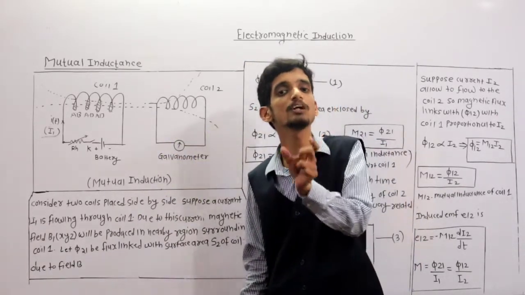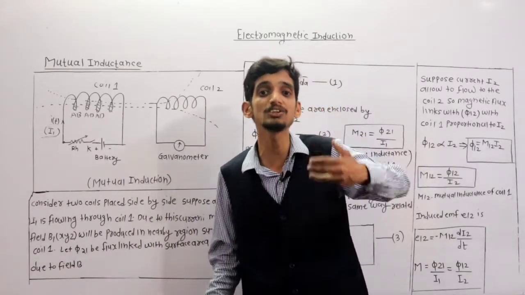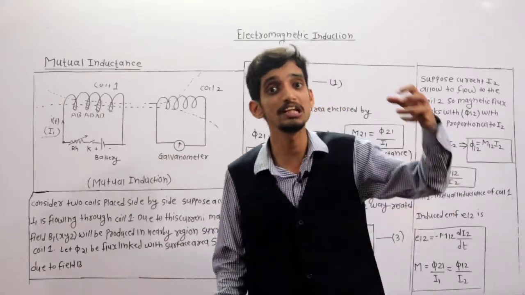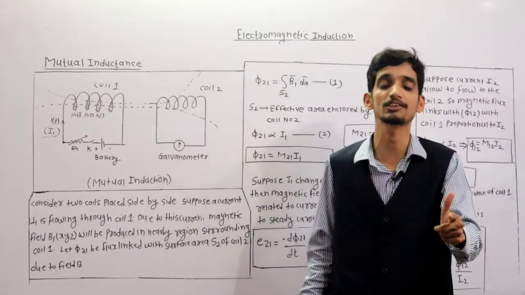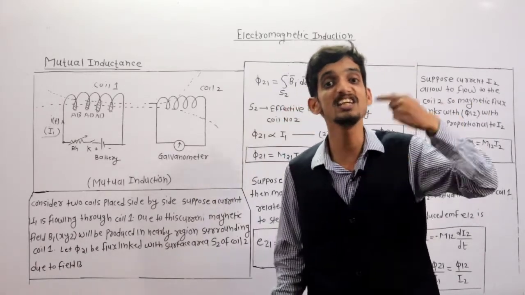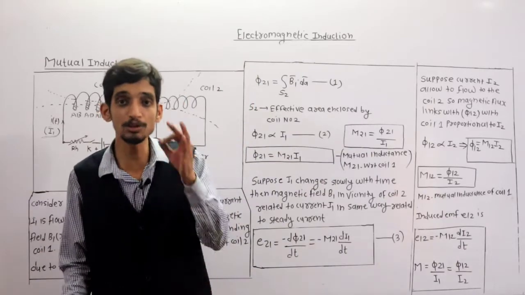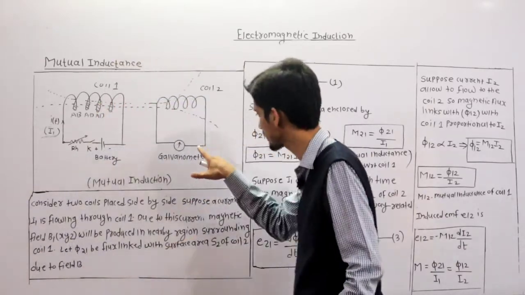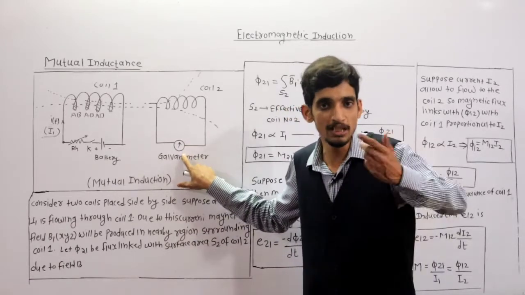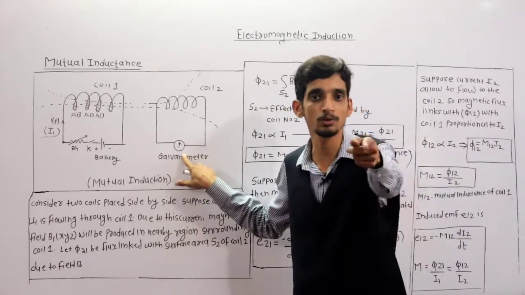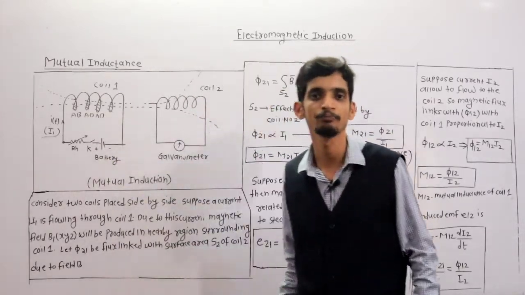As coil number 2 also contains a large number of turns, the magnetic field generated by the first coil links with the second coil, and due to that linkage of flux with the second coil, an EMF is induced in the second coil. Clear? It means EMF is induced in the second coil. It means this galvanometer shows deflection. So EMF is induced in the second coil, but because of which current? Because of current in the first coil.